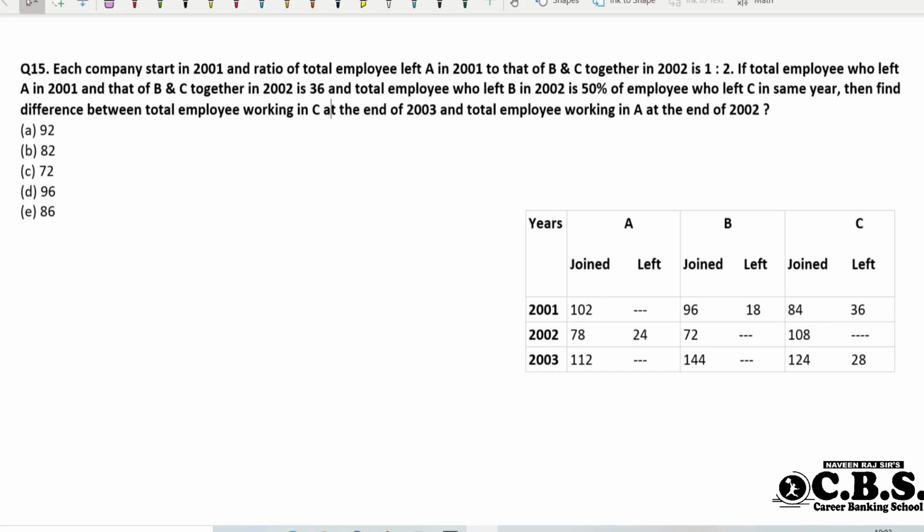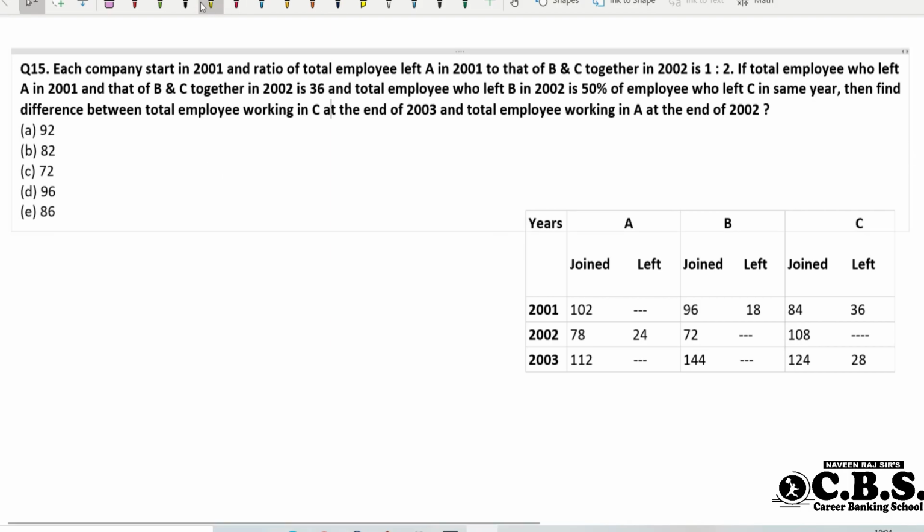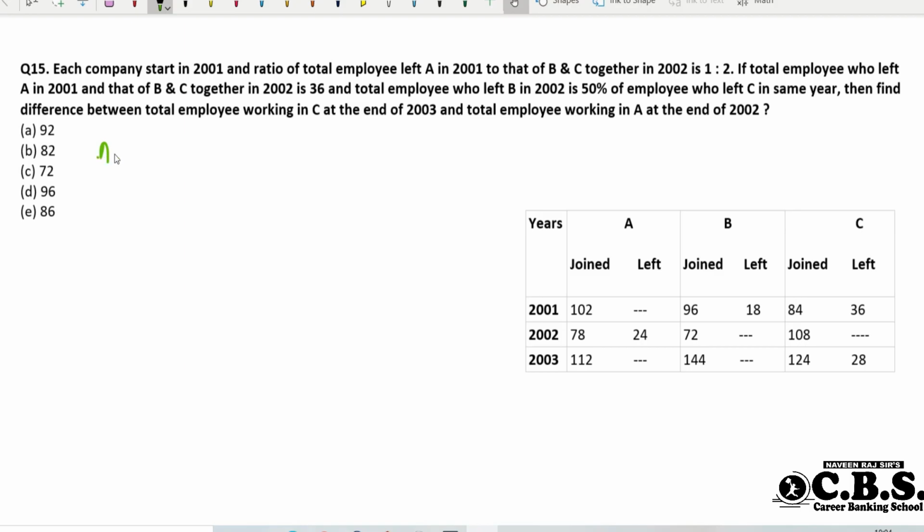Each company started in 2001, and the ratio of total employees left: A in 2000. So it is specifically mentioned. In A, this is left. I'm discussing the employees who left in 2001. B and C in which year? 2002. Ratio is how much? 1:2. Total is how much? 36. Therefore one part is how much? 12, and two parts is how much? It is 24. So this is very clear as per the question.